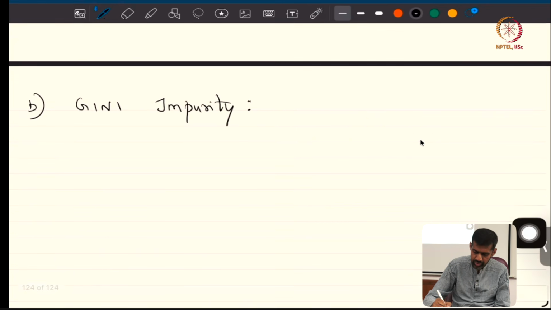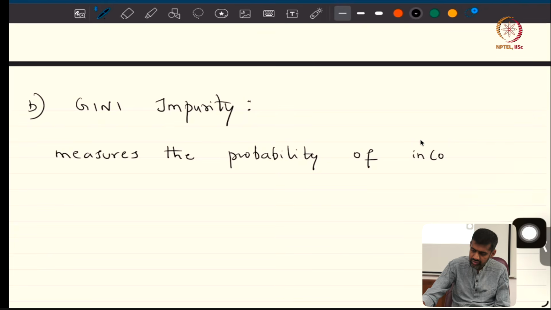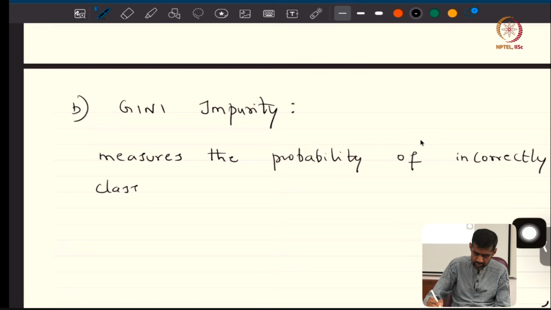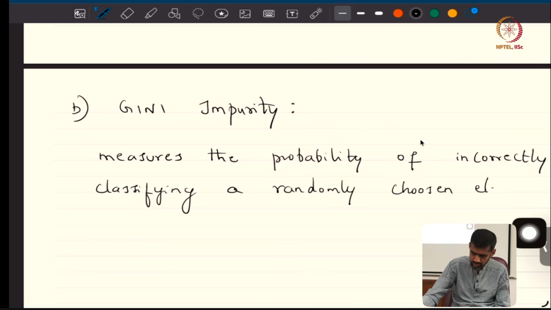So, Gini impurity measures the probability of incorrectly classifying a randomly chosen point if it were randomly labeled.